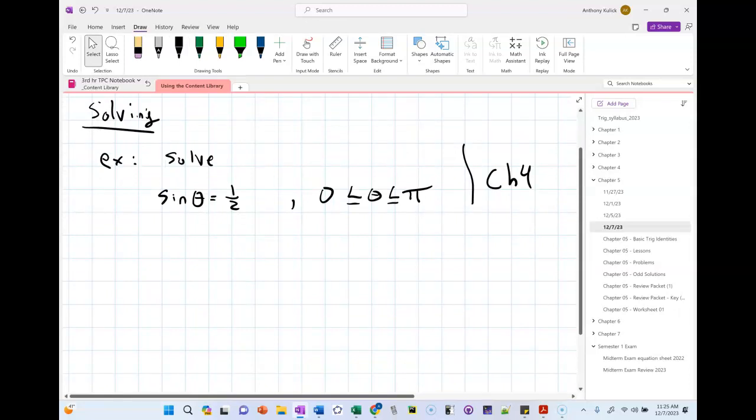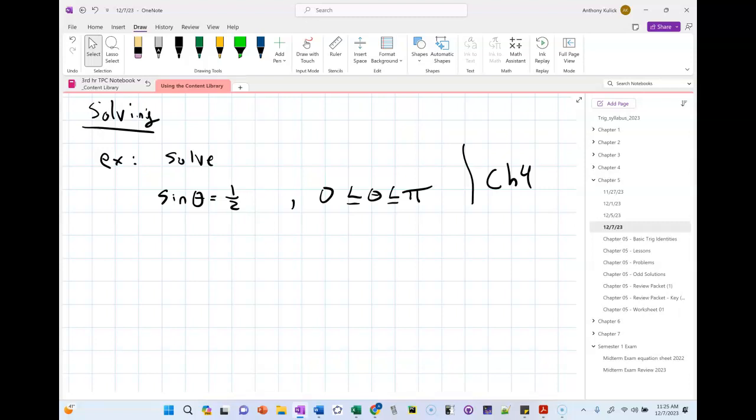Right, so we did this in chapter 4, right? What we're going to change here is we're going to extend this interval to include things from 0 to 2 pi. So what is that going to mean for us? Instead of getting only one answer, we now have the possibility of getting more than one answer.